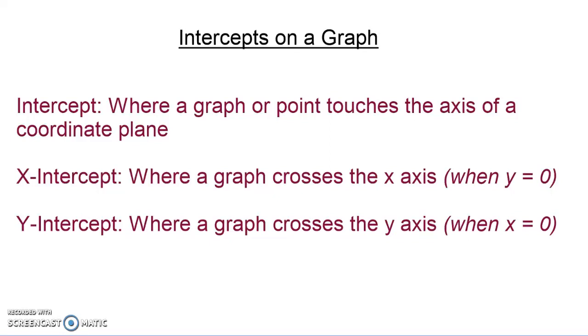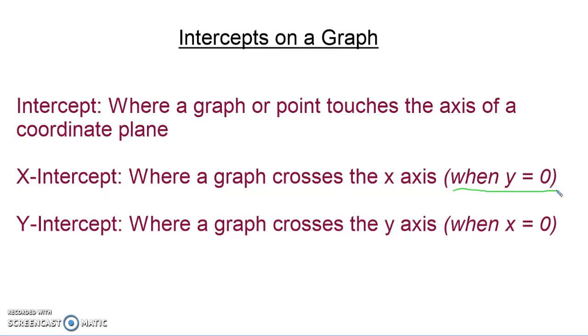All right, we're moving on to intercepts on a graph. An intercept is where a graph or a point touches the axis or crosses the axis of a coordinate plane. The x-intercept is where a graph crosses the x-axis, and very important to note that the x-intercept is when y equals 0, and we'll get more into this on the next slide.